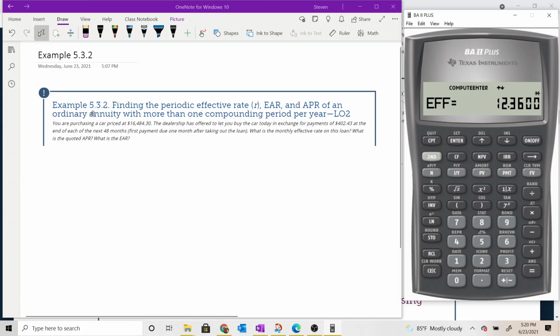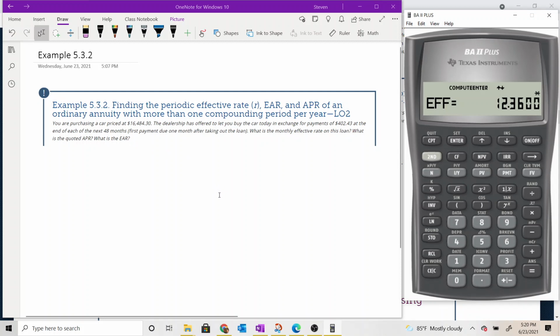Example 5.3.2. All right, this one says you are purchasing a car priced at $16,484.30. The dealership is offering to let you buy the car today in exchange for payments of $402.43 at the end of each of the next 48 months, the first payment due 1 month after taking out the loan. What is the monthly effective rate on this loan? What is the quoted APR, annual percentage rate? What is the EAR, or effective annual rate?